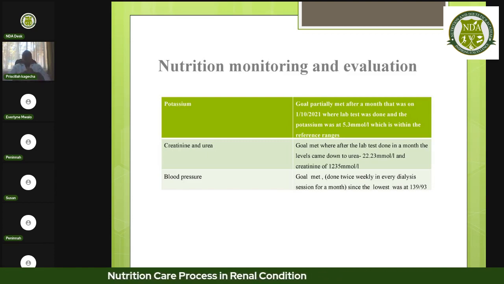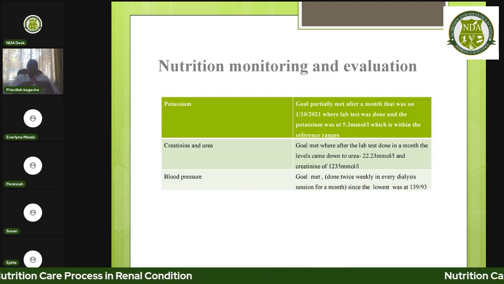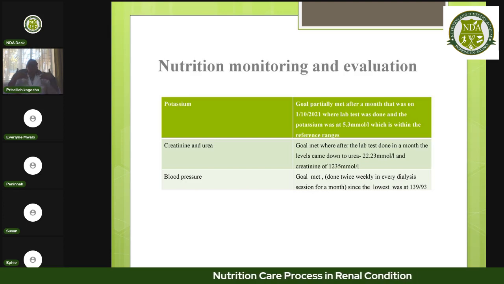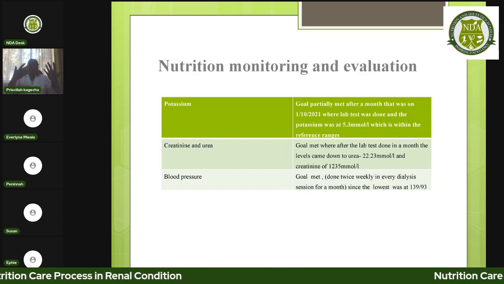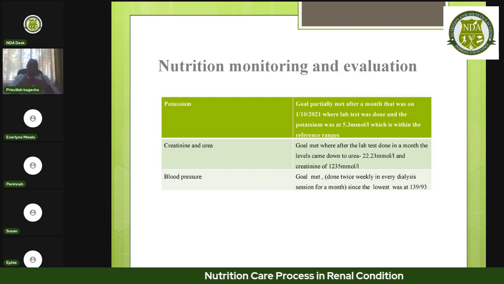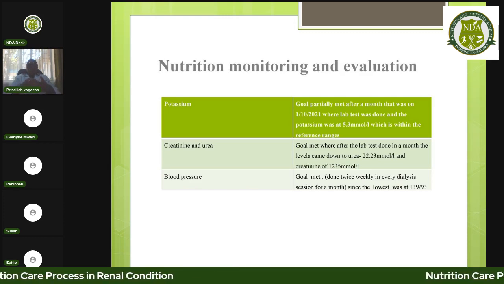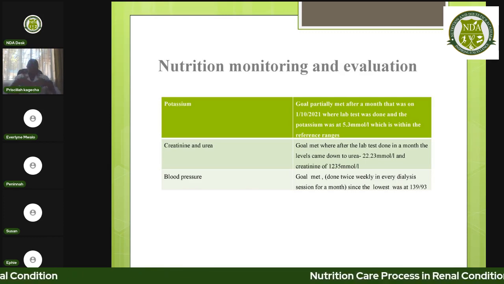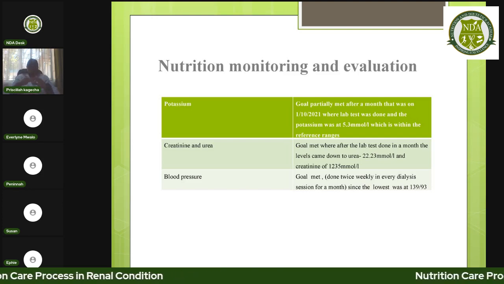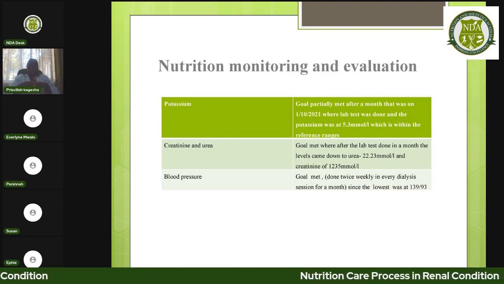So in essence, when you're monitoring the nutrition status of patients with renal conditions, you may want to assess them frequently, say quarterly, using a tool of your choice, maybe the SGA tool. In the medical nutrition therapy for chronic kidney disease, we need to start from stage 3, where the GFR is below 60 mL per minute per 1.73 meters squared. So you want to intervene nutritionally at stage 3.